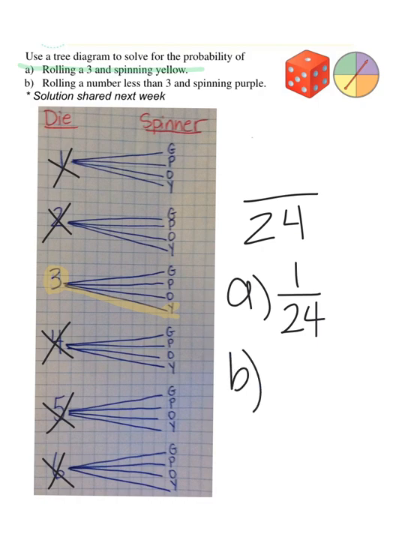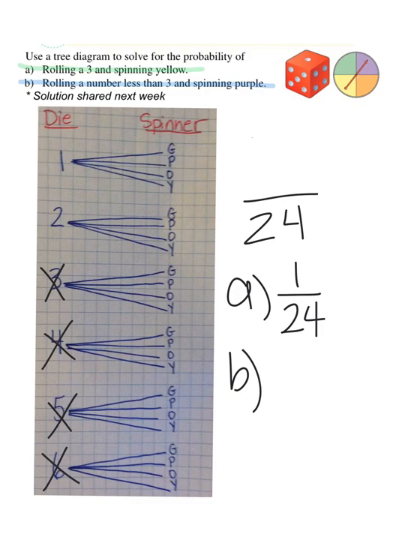Let's look at B now. So in B, I am being asked, what is the chance that I'm going to roll a number that's less than 3 and I'm going to spin a purple? So I'm just going to get rid of some of this work that I have already done so that we can clearly analyze this for B. All right, so roll a number less than 3. So 1 is good, 2 is good, 3 is not good, it's not less than 3, neither is 4, neither is 5, neither is 6. So everything in all of these branches is out. It's no good for the scenario we're looking for.